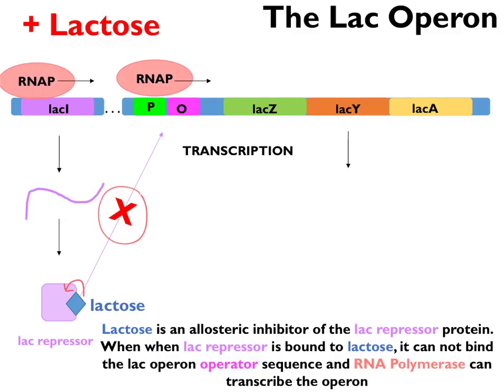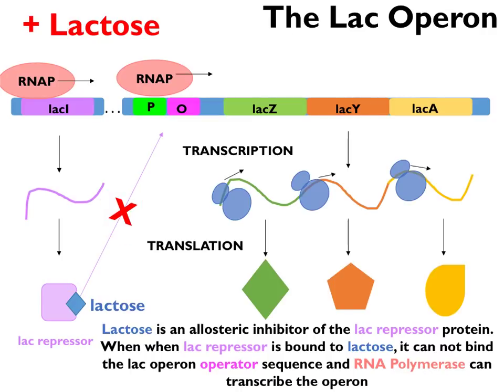So now that the repressor is removed from the operator sequence because lactose, an allosteric inhibitor, is bound, RNA polymerase is now free to transcribe the Lac structural genes. So in the presence of lactose, we inhibit the Lac repressor and allow for expression, so transcription and translation, of the Lac structural genes, producing the enzymes that are necessary to metabolize lactose.